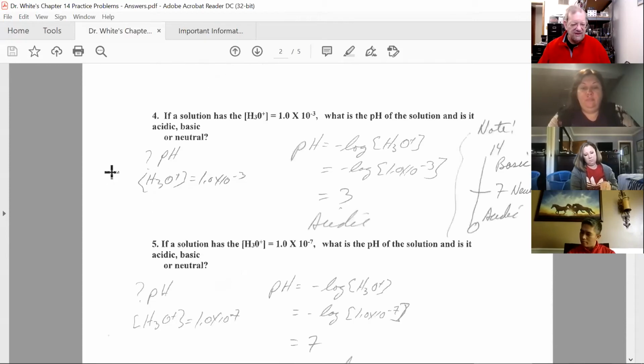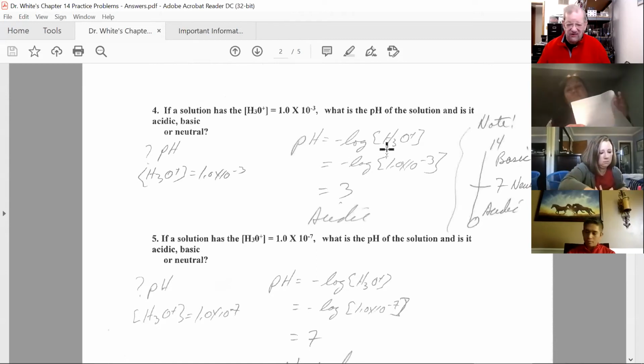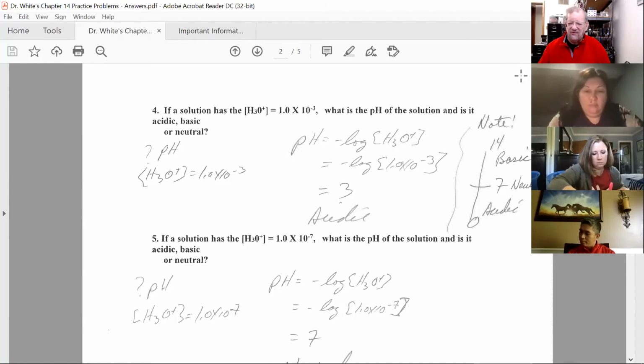Next, talked about pH. How do you determine pH? pH is minus the log of the hydronium ion concentration. And you should know this pH scale. See where I have a note on the right? You should know that. This is probably the most important thing I'll teach you this semester, because you can use this the rest of your life.